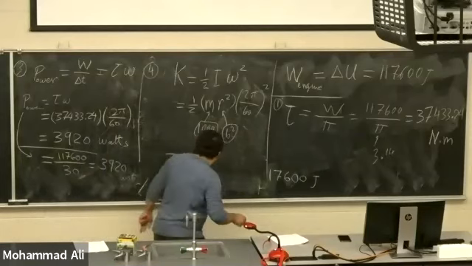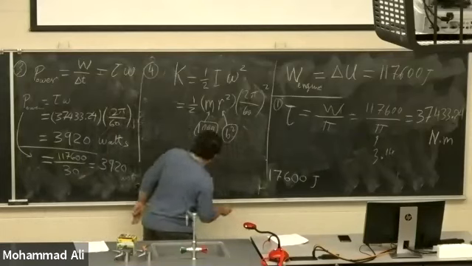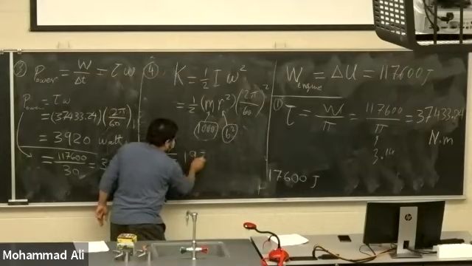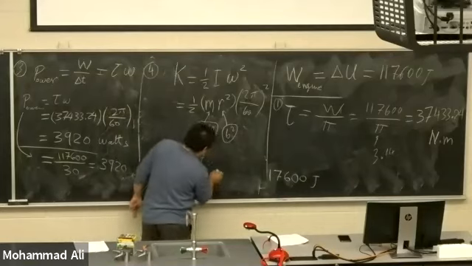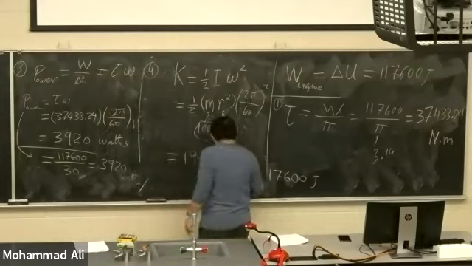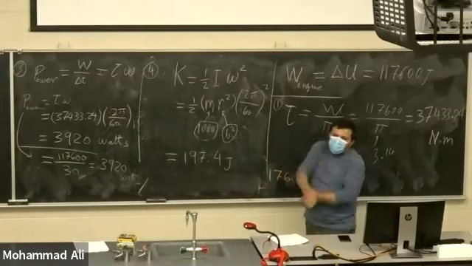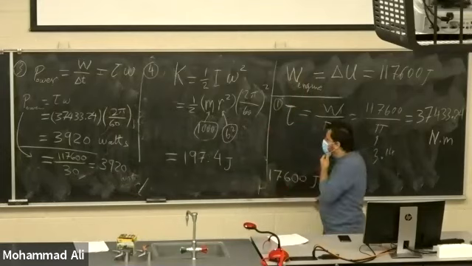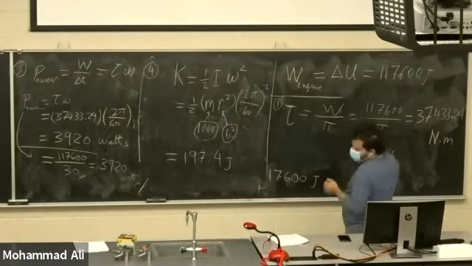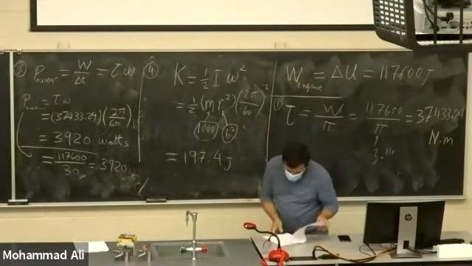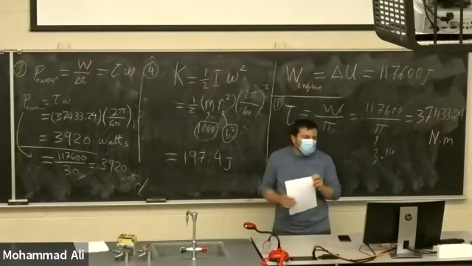Now this will give me the kinetic energy. It is 197.4 2. This is the kinetic energy for this rotated mass. Okay. Any question about this line?